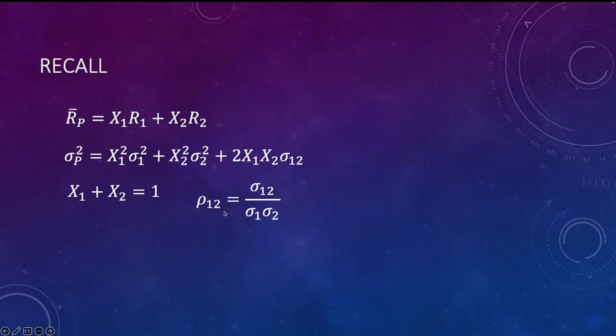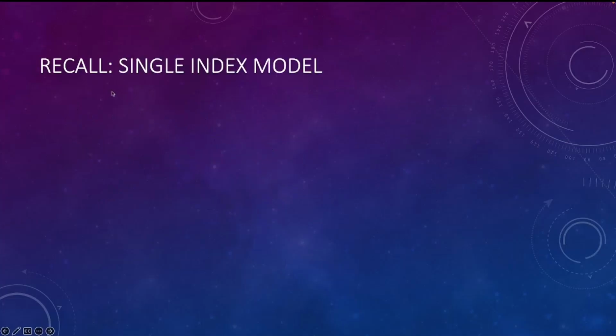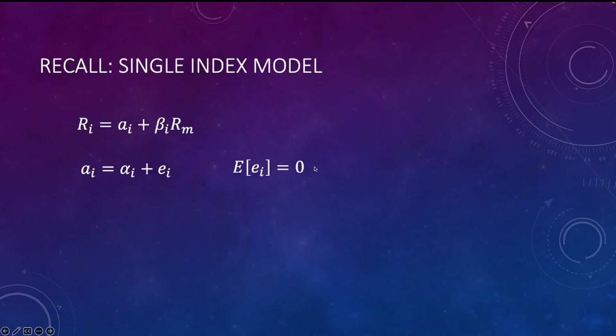This rho 1 2 is the correlation coefficient, which is the covariance divided by the standard deviations of those individual securities. Now let's take a look at the single index model that we have seen before. Here we assume that our return takes this form, where part of it depends on the market and the other part is independent of the market. This part is then broken down into two parts: the expected value, which is alpha i, and the noise part, which is e_i. The expected value of e_i is 0, and the variance of e_i is denoted by sigma squared e_i. And overall, the equation becomes something like this.